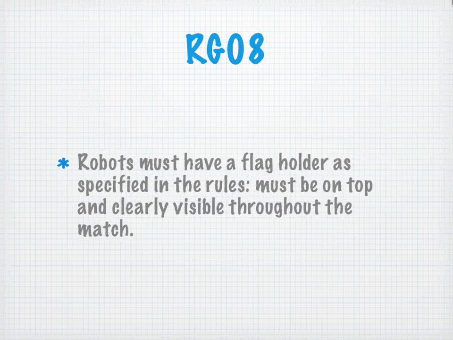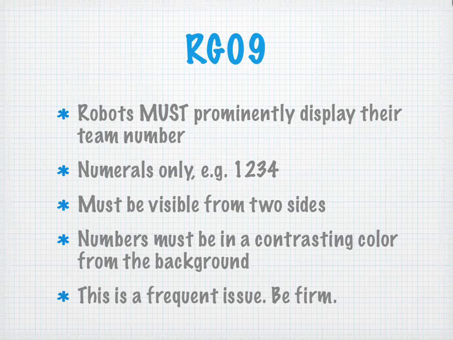RGO8, I skipped a couple. Anyway, RGO8 says that robots must have a flag holder specified in the rules. So basically they have to have a way to hold the alliance flag that indicates whether they're a red robot or a blue robot in a way that stays clearly visible throughout the match. They must also prominently display the team number, and that is just the number, not the name. It has to be visible from 2 sides. There's a size that's specified in the rules. I didn't write it down, but it has to be big enough and contrasty enough that you can easily see it from across the field.